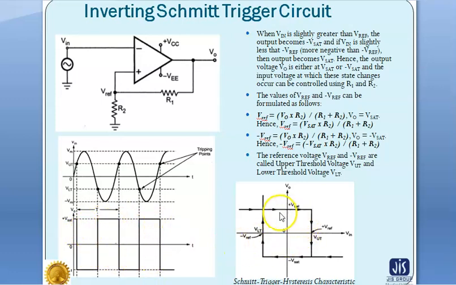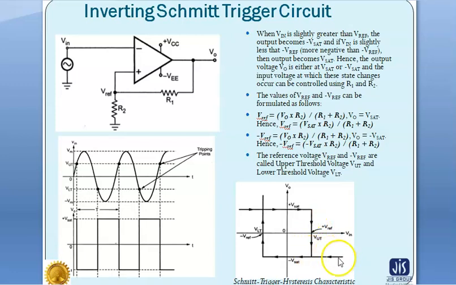This is the hysteresis loop of the Schmitt trigger, that is the Schmitt trigger hysteresis characteristics, the input versus output plot. Here we have seen that when the input voltage changes from a low to a high value, at the point it reaches, the output changes from plus Vsat to minus Vsat. Therefore this is known as the upper threshold voltage.